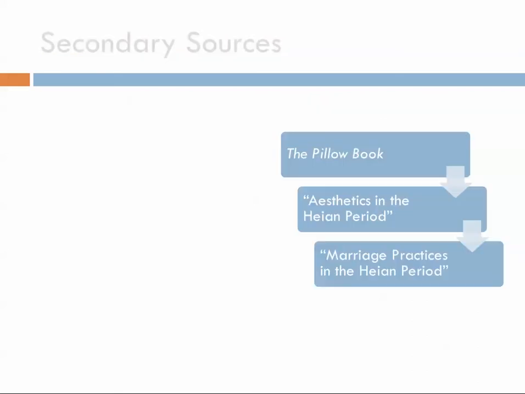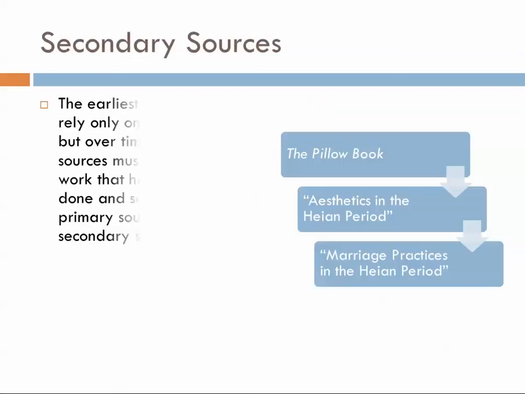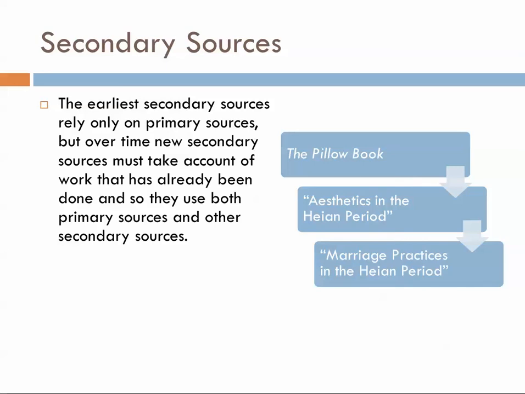Okay. A few other things I want to say about secondary sources. The earliest secondary sources rely only on primary sources, but over time they layer. Over time, new secondary sources must take account of work that has already been done, and so they use both primary sources and other secondary sources. So as you see in this diagram on the right-hand side of the screen, we start with a primary source like the Pillow Book, and maybe an article written much later on the aesthetics of the Heian period, and then an article that uses both of those, the Pillow Book and the article on aesthetics, on the topic of marriage practices in the Heian period.